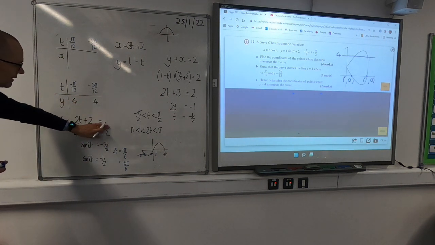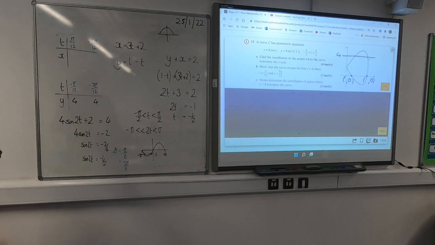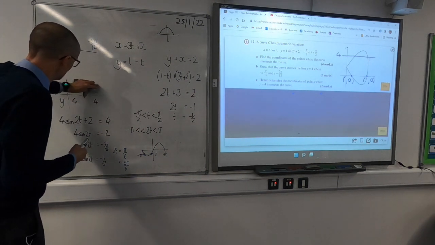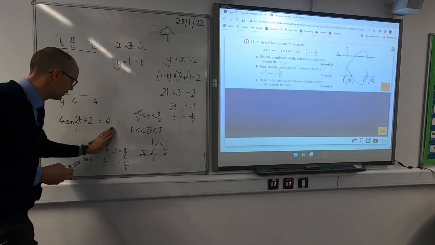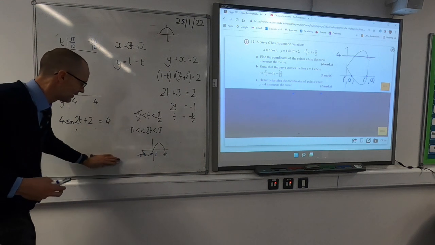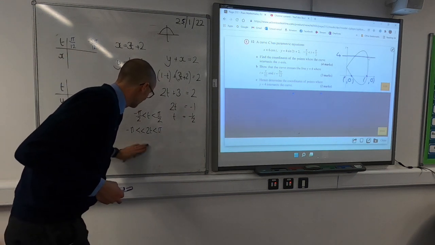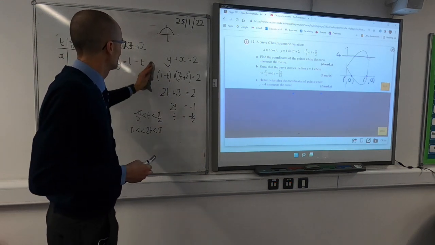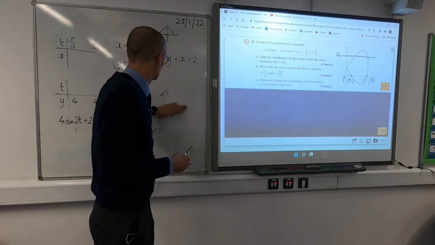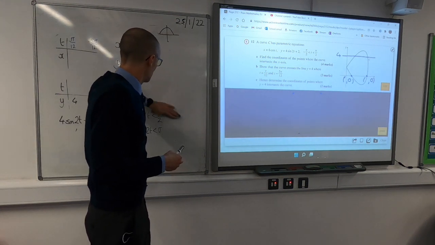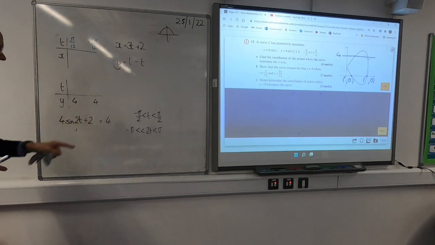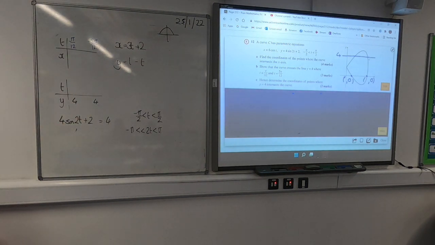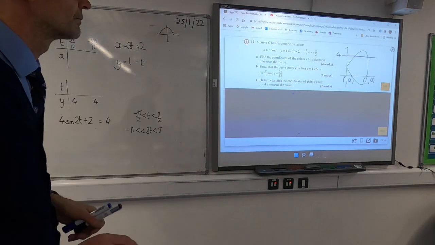but ask when does y equal 4? Okay, and again, just work out the t values for me. It's not dramatically different to last time. So where does it cross the y equals 4 line? We're just going to ask, right, when does y equal 4? Very, very similar equation.